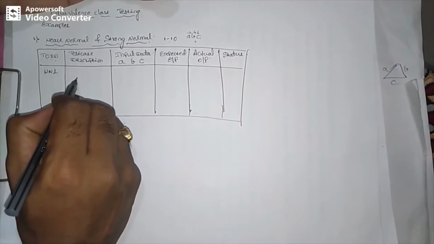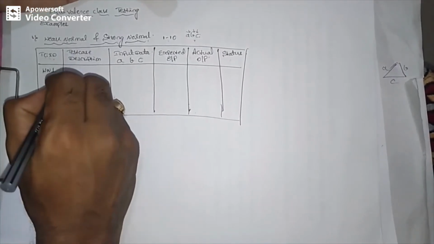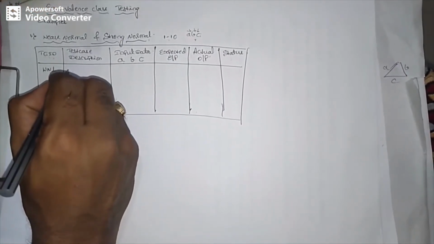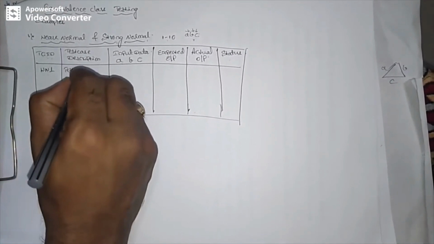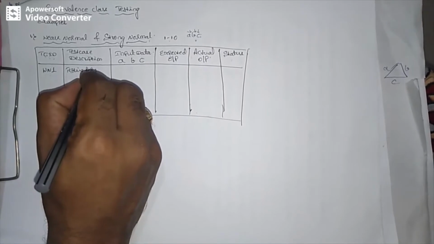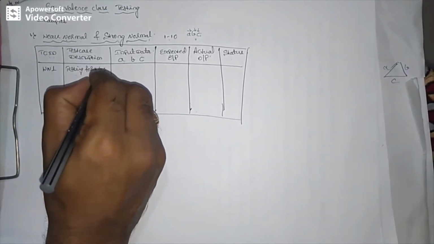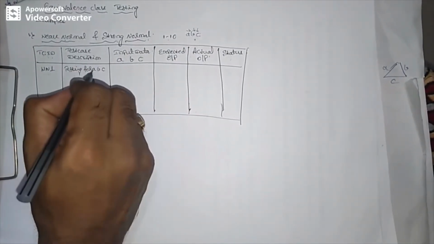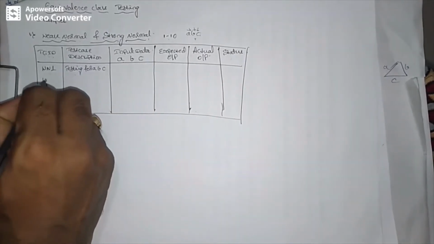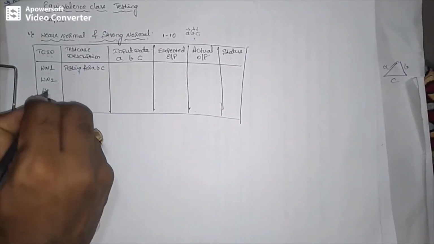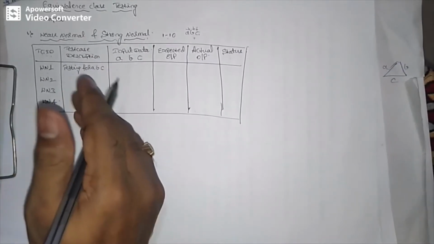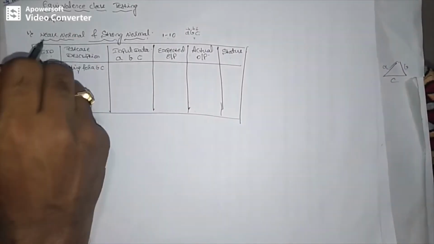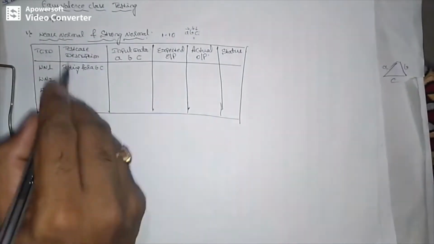In the test case description we need to specify what inputs you are going to test, like what A value, B value and C value you are going to specify. That value you have to specify over here. WN1, WN2, WN3 and WN4 are the four test cases we are going to write under the weak normal for a triangle problem.